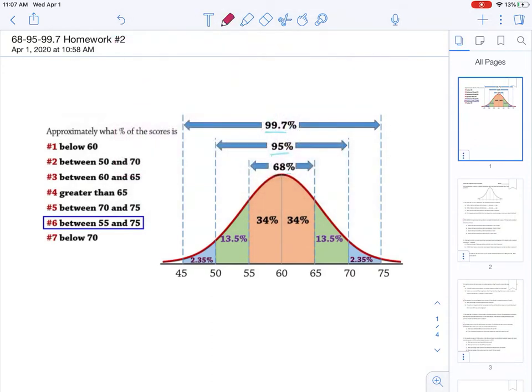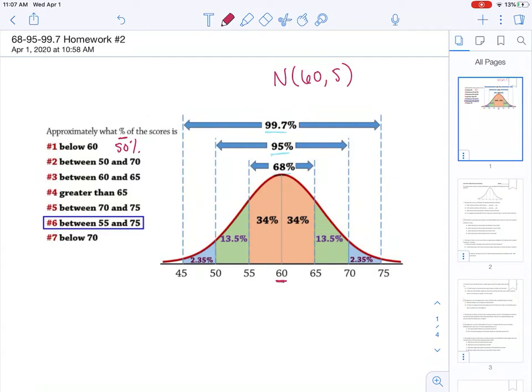Let's see, below 60. This would be a normal distribution. It appears that this is a normal distribution with a mean of 60 and a standard deviation of 5. So what percent are below 60? 60 is the mean, so it's also the median because it's symmetric. Yeah, below average would be 50%.